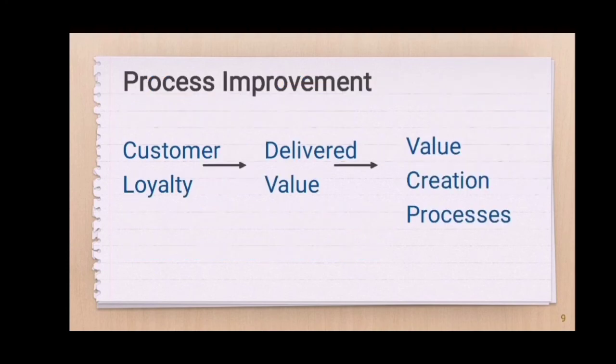Next is the process improvement. So, process improvement starts from the customer's loyalty, which is driven by the delivered value, and delivered value is created by the business processes. So, sustained success in competitive markets requires our business to continuously improve delivered value. And lastly, to continuously improve value creation ability, a business must continuously improve its value creation processes.